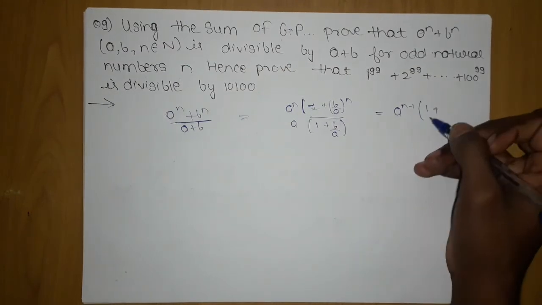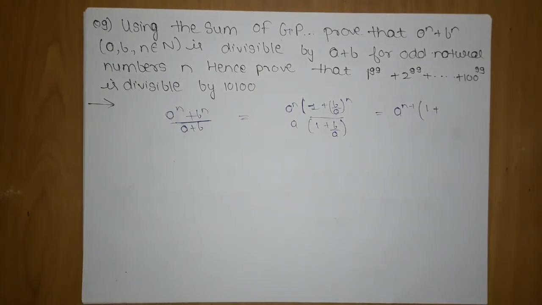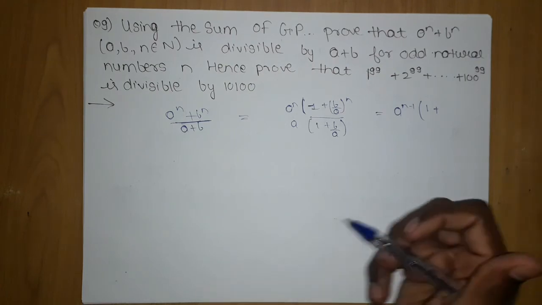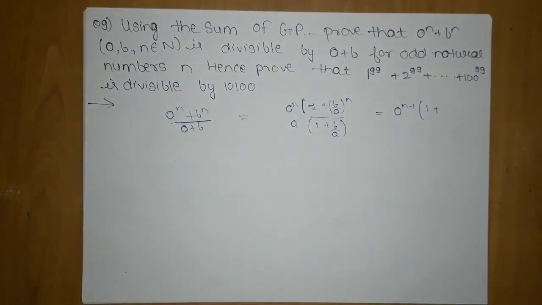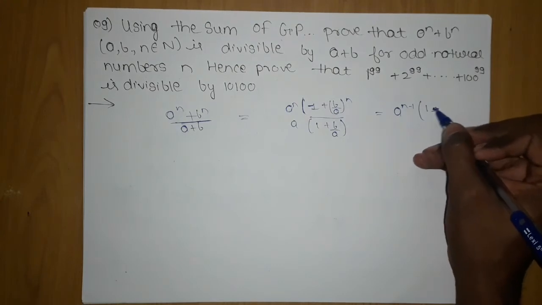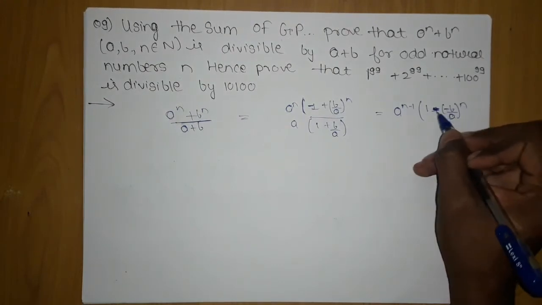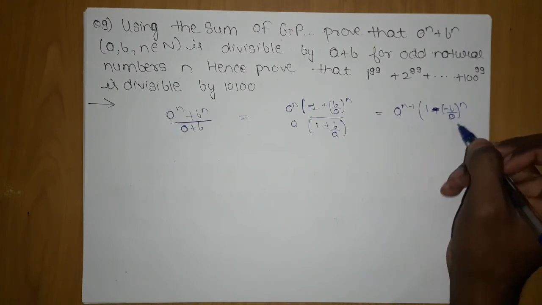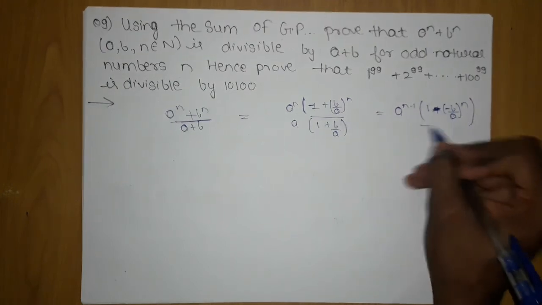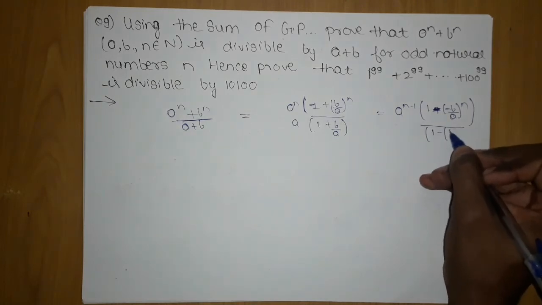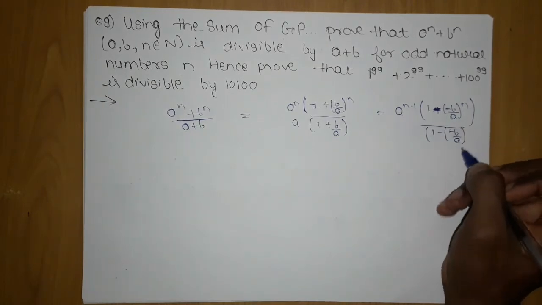Now what they are telling is, by using the sum of GP, prove that a^n + b^n is divisible by a + b for odd natural numbers. Now how can I prove that n is an odd natural number? If I take a minus sign and place it here, minus b by a, we will come to know that it is odd, because it will be minus b by a again. So we are just writing it like this.